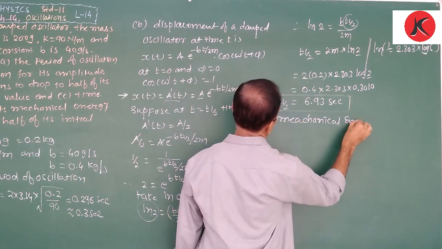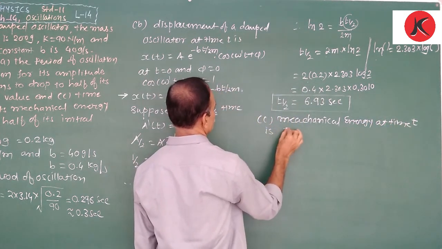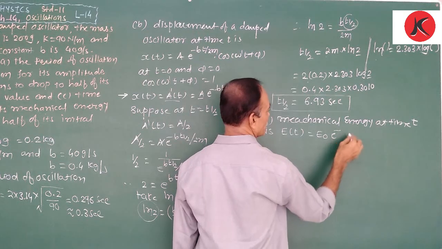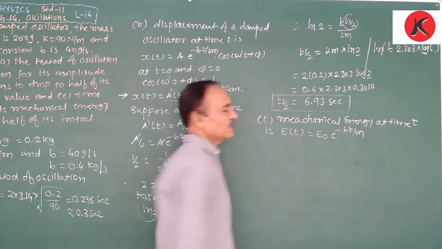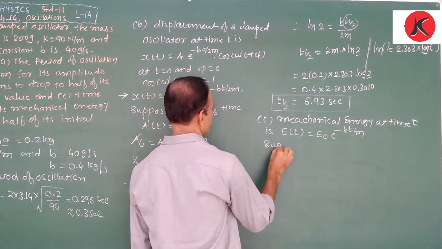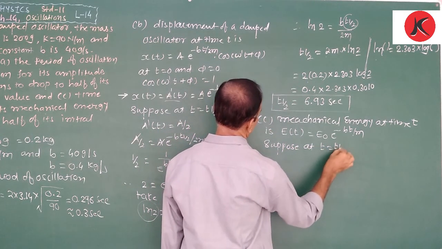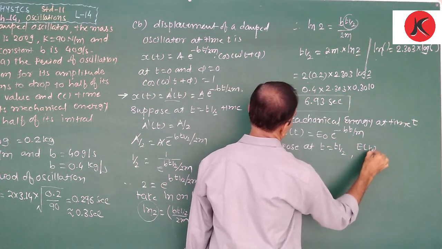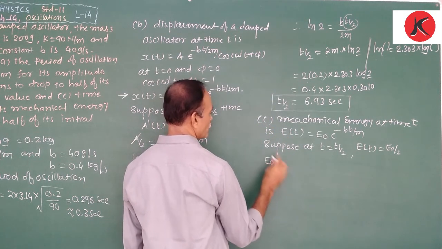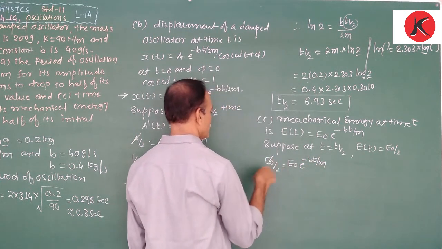Now the third part, the mechanical energy. Mechanical energy at time t is E(t) equal to E0 e raised to minus bt upon m. Minus bt upon m, clear? Now the same method. Suppose at t equal to tau half time, E(t) becomes E0 by 2. Substitute in this, therefore E0 by 2 is equal to E0 e raised to minus b tau half upon m. E0 E0 cancel.